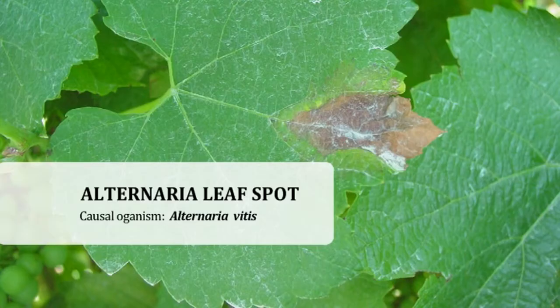Next important disease is the Alternaria leaf spot. It is caused by Alternaria vitis. Now let's see the symptoms of the disease. Appearance of patches mostly along the margin of leaves. In the initial stage, minute yellow spots appear on the upper surface of the leaves. In severe cases of attack, leaves dry completely and defoliation occurs.